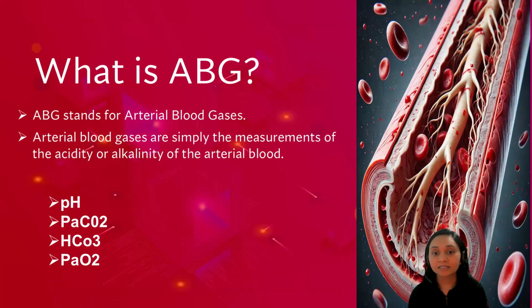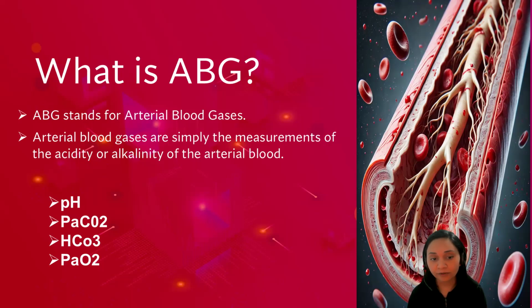Arterial blood gases are simply the measurement of whether the blood is acidic or alkaline. When we do the blood test, this is the arterial blood gases. So the blood test has been taken from the artery. Most of the time it's taken from the radial artery. What are we checking in the blood gases?